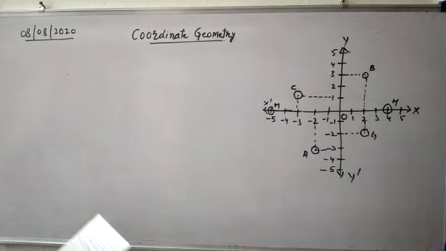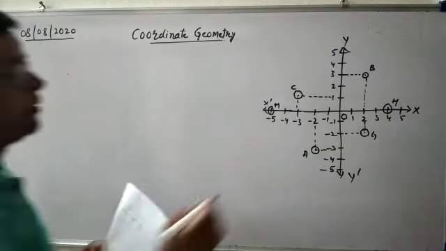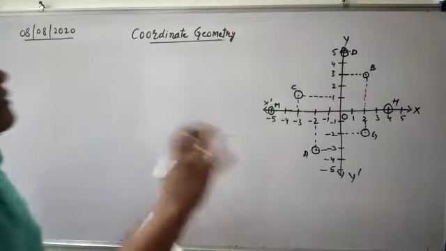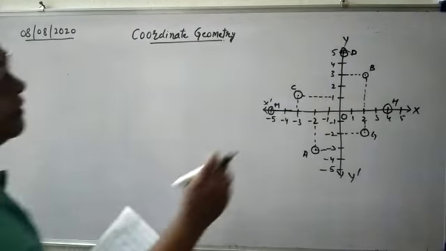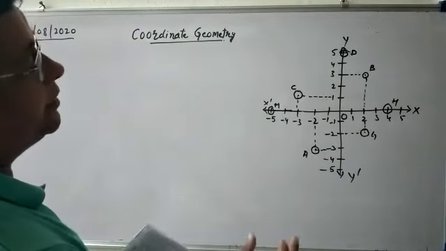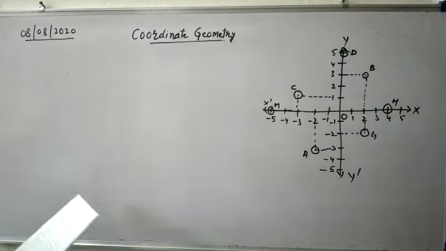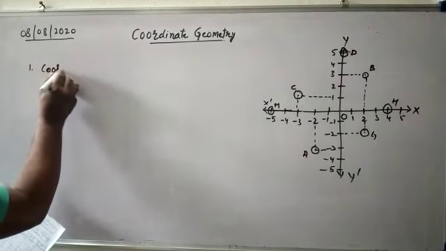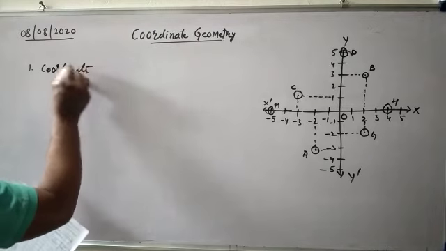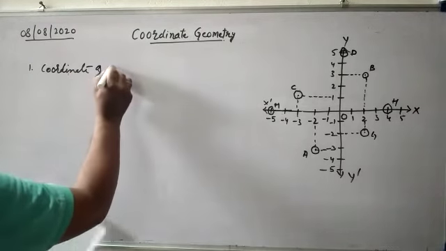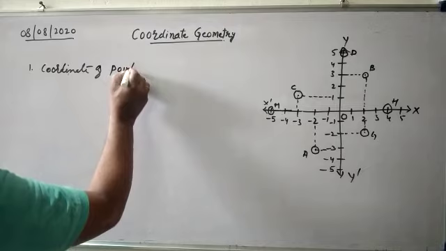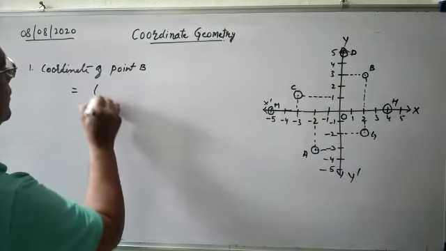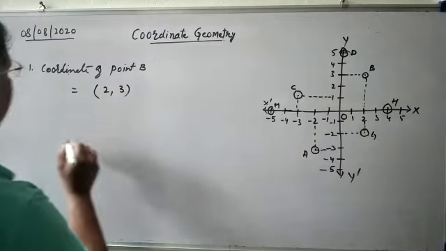So observe this figure and find the answers to the different questions. According to the figure, there are 4 points lying in different quadrants and 3 points lying on the axes. So the first one is the coordinates of point B. And the answer is, point B is (2, 3).